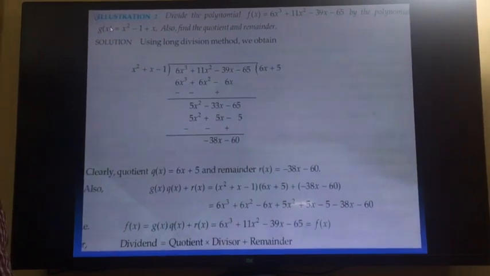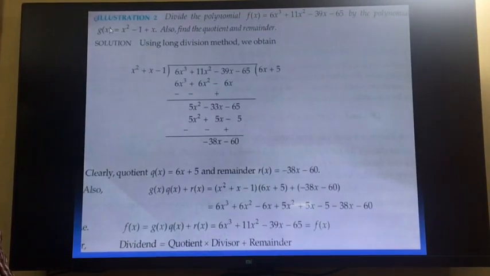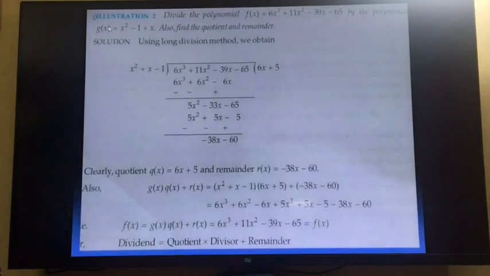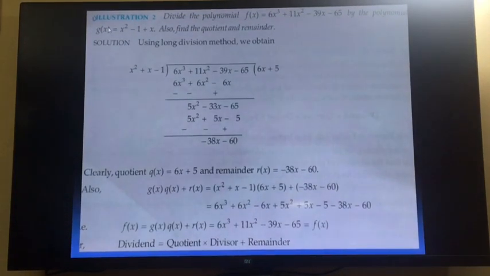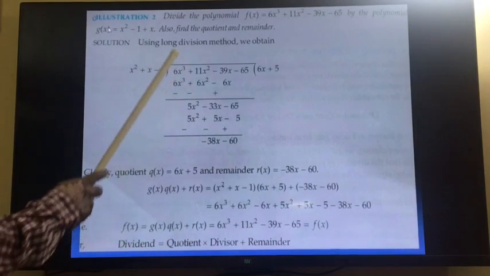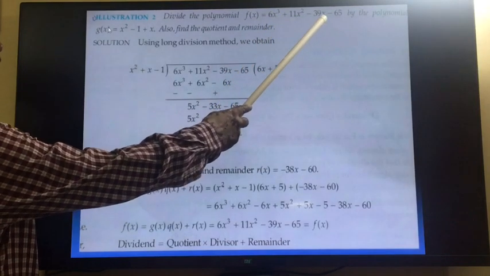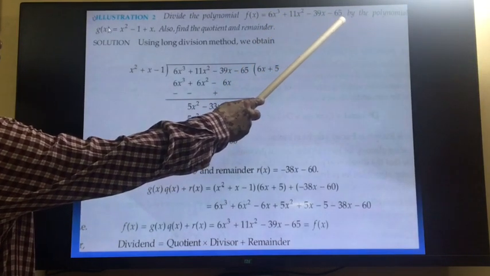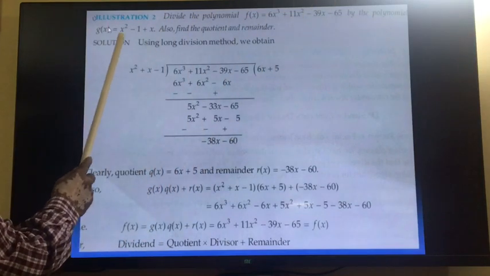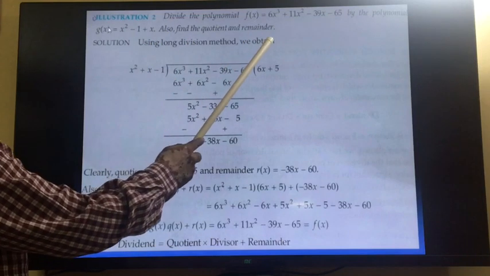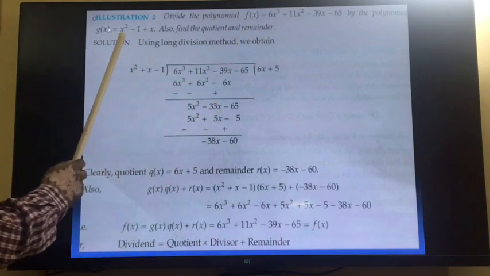So children, today I will tell you how to divide a polynomial by another polynomial, and to find the quotient and the remainder. In this case you will learn how to divide two polynomials. So here the question is: divide the polynomial f(x) = 6x^3 + 11x^2 - 39x - 65 by the polynomial g(x) = x^2 - 1 + x, and also find the quotient and the remainder. So children, this is the question.